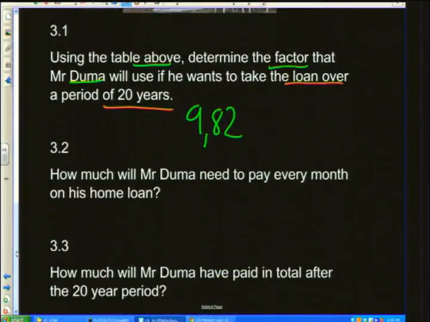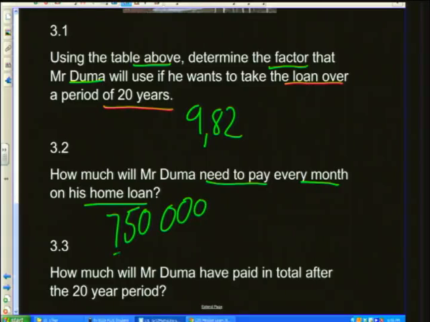Correct. How much will Mr. Duma need to pay every month on his home loan? So now remember, it was 75,000. We're going to divide by 1,000 because it's per 1,000 rand. Okay, so that's going to cancel out, times the factor, which was 9.82.